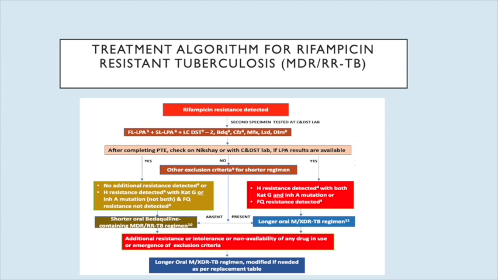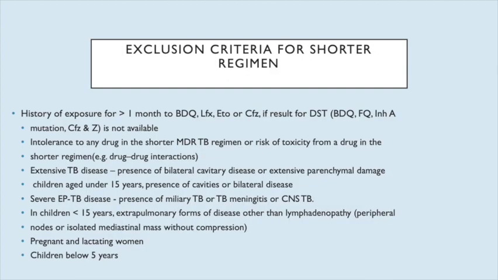This is the treatment algorithm for MDR TB now. So once rifampicin resistance is detected, we know what we should do next. We should send the second specimen to the culture lab for first line, second line, LPA and liquid culture. We must evaluate the patient. If there is no additional resistance, we start him on shorter regimen if there are no exclusion criteria. But if there is INH resistance with both CAT-G, INH-A and fluoroquinolone resistance, then he has to take the longer regimen. Exclusion criteria we just went through in previous slides and we make sure that they are first ruled out.